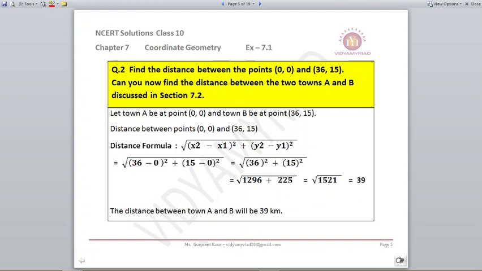Question number 2. Find the distance between the points (0, 0) and (36, 15). So let's find out the distance. Here there are two towns A and B, which is discussed in section 7.2. It is there in your NCERT book. You can cross check it. So we can assume town A as (0, 0) and town B as (36, 15). So we have 2 points with us. We can find out distance between AB. That will become 36 minus 0 the whole square plus 15 minus 0 the whole square, which is 36 square plus 15 square. So square root of 1521 comes out to be 39, which means the distance between the two towns A and B will be 39 kilometers.